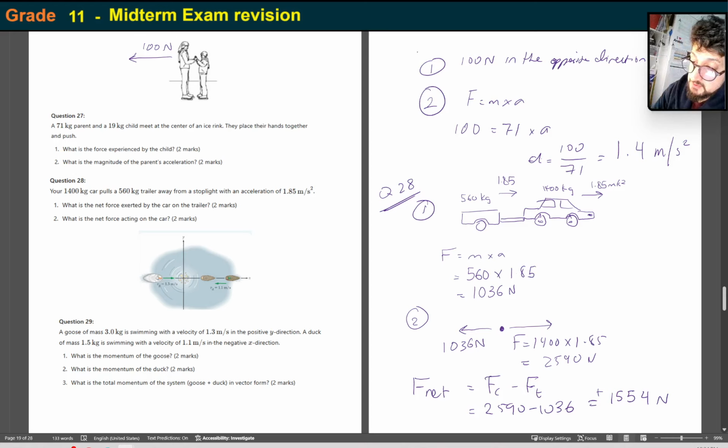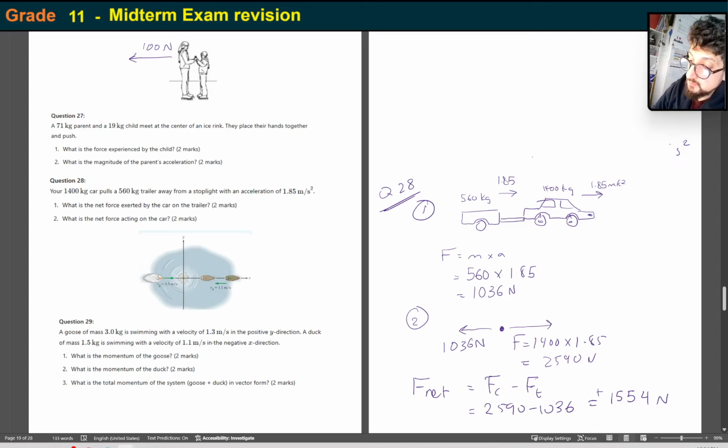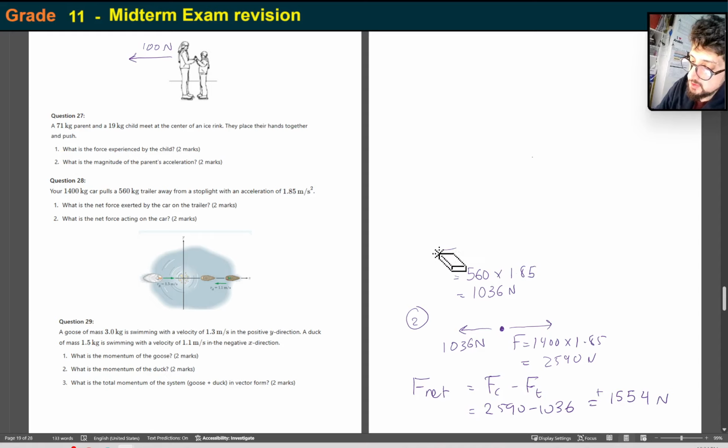Let me get rid of some of this stuff. Right. The next question asks about ducks and geese. But once again, I feel like there's a bit of a problem in the question, so I'm going to try and fix it. Right. I want you to do this. First of all, it says a goose of mass 3 kilograms is swimming with a velocity of 1.3 meters per second in the positive y direction. We're going to change the y here and make it x.